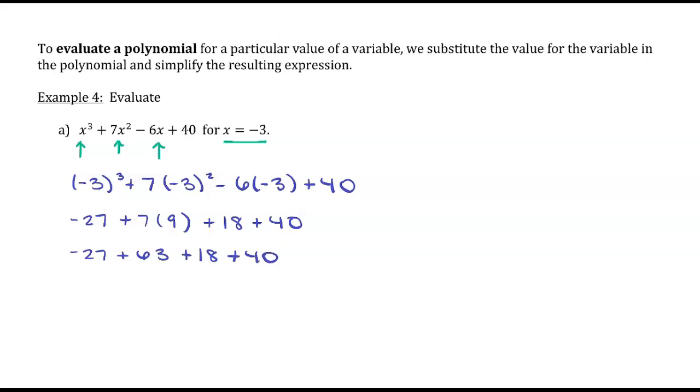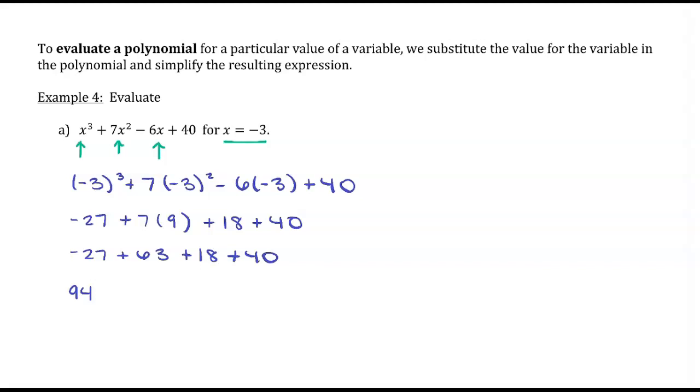Notice the good order of operations that we used here. We first simplified our exponents, we then did all of our multiplication, and finally we will add and subtract. Combining all of these terms together, we get a sum total of +94. We've now evaluated this polynomial for x equal to -3.